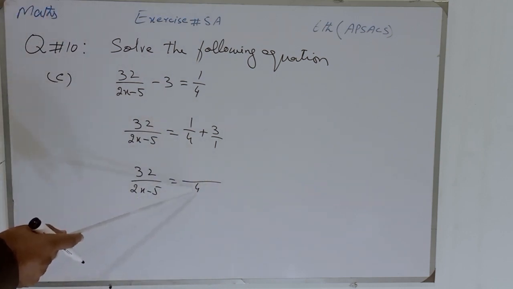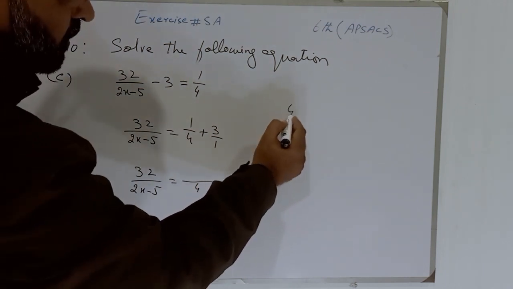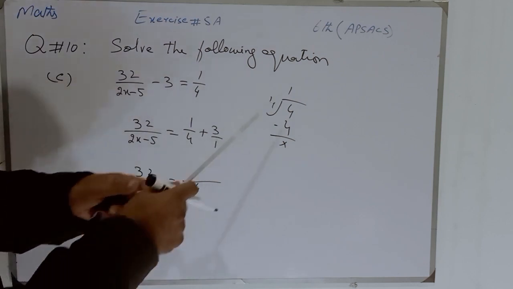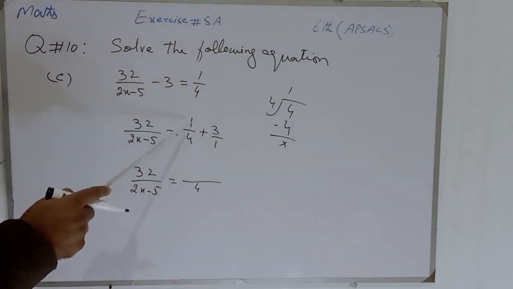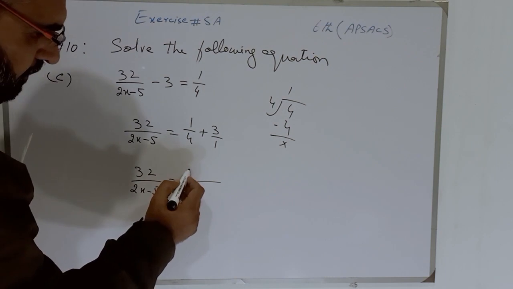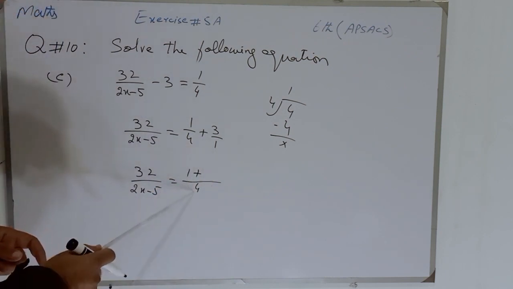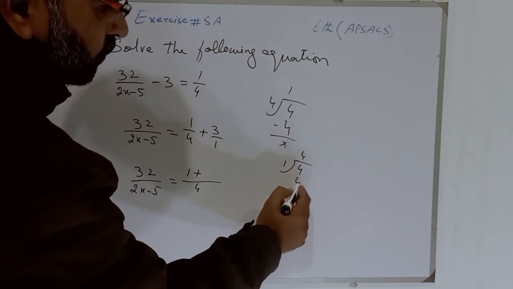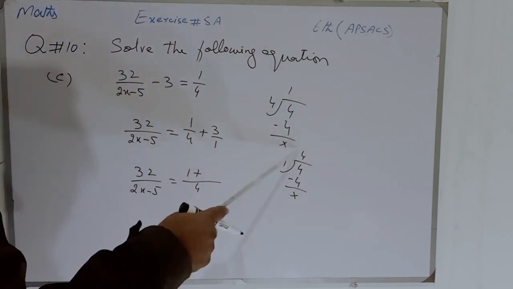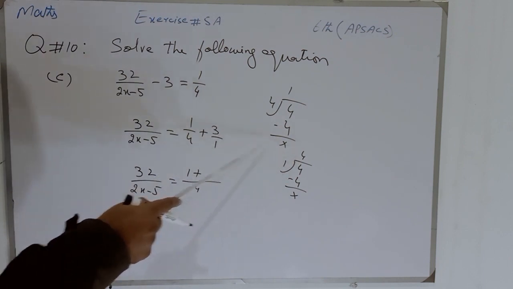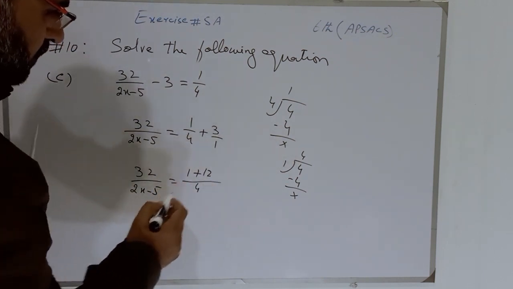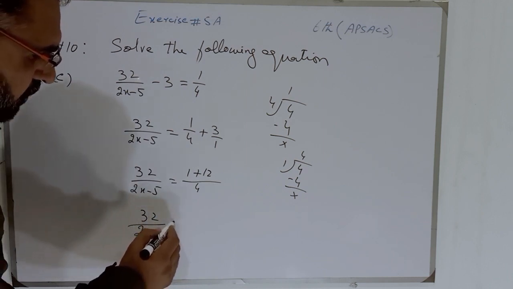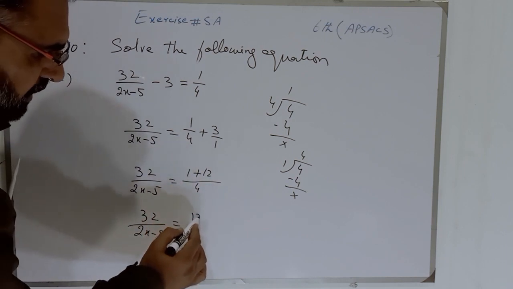When we divide 4 by 4, 4 1s are 4, so 1 is the quotient and 1 will be multiplied with 1 and 1 1s are 1 plus, now students, divide 4 by 1, 1 4s are 4, so the quotient is 4 and 4 will be multiplied with 3 and 4 3s are 12, so it will become 32 over 2x minus 5 is equal to 1 plus 12 means 13 over 4.